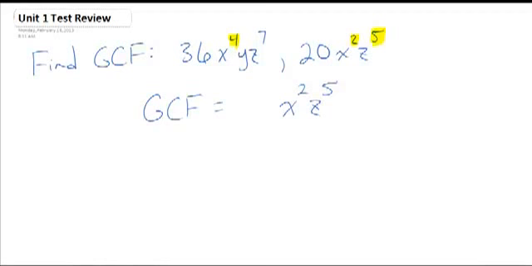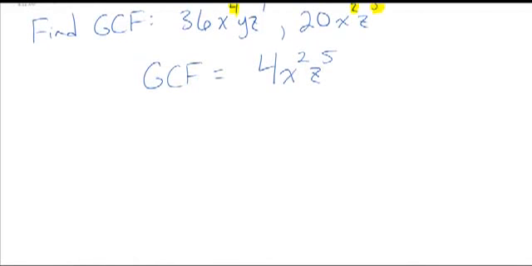And now let's just look at our constants. We've got 36 and 20. Well, what goes into both 36 and 20? 4 does. So the largest term I could factor out of both of those is 4x squared z to the 5th. And that's all you're being asked for there. Find the GCF. Moving on.